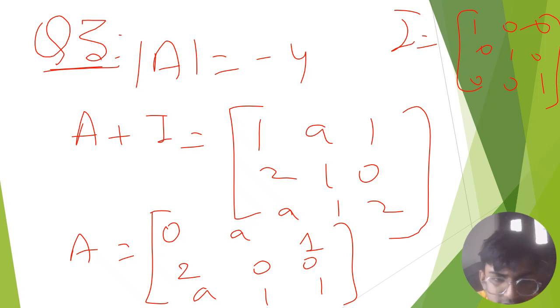Now I think we are going the correct path. Let me check it out. A, we are writing it 0 a 1, 2 0 0, a 1 1. Got it? I hope you got it.